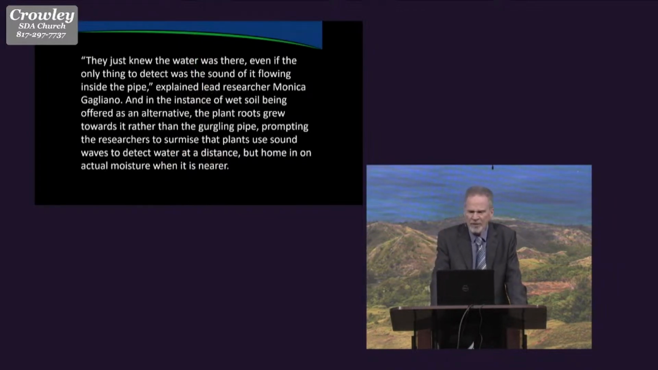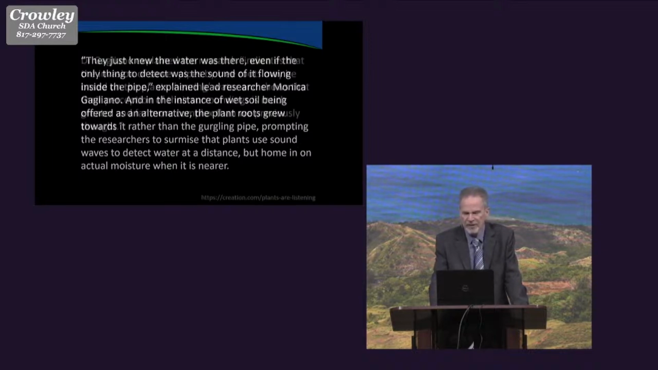They just knew water was there, even if the only thing to detect was the sound of it flowing inside the pipe, explained lead researcher Monica Gagliano. And in the instance of wet soil being offered as an alternative, the plant roots grew towards it rather than the gurgling pipe. Well, yeah, because there's moisture there, and they know it's more immediate. Prompting the researcher to surmise that plants use sound waves to detect water at a distance, but home in on actual moisture when it is nearer.